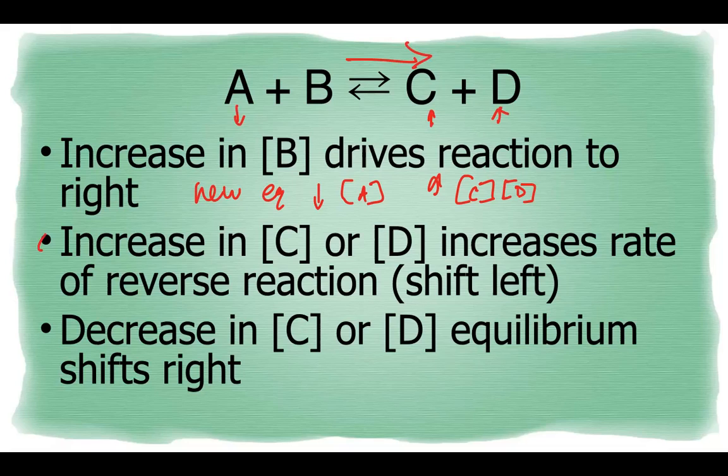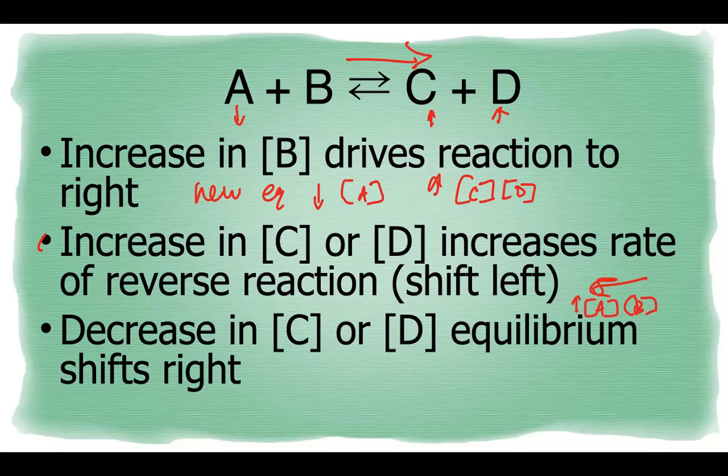What happens if I increase C or D? If I increase C or D, then the reaction is going to shift to the left. So at a new equilibrium, I'm going to have higher A and higher B. And I will have lower C or D depending on which one I'm increasing.